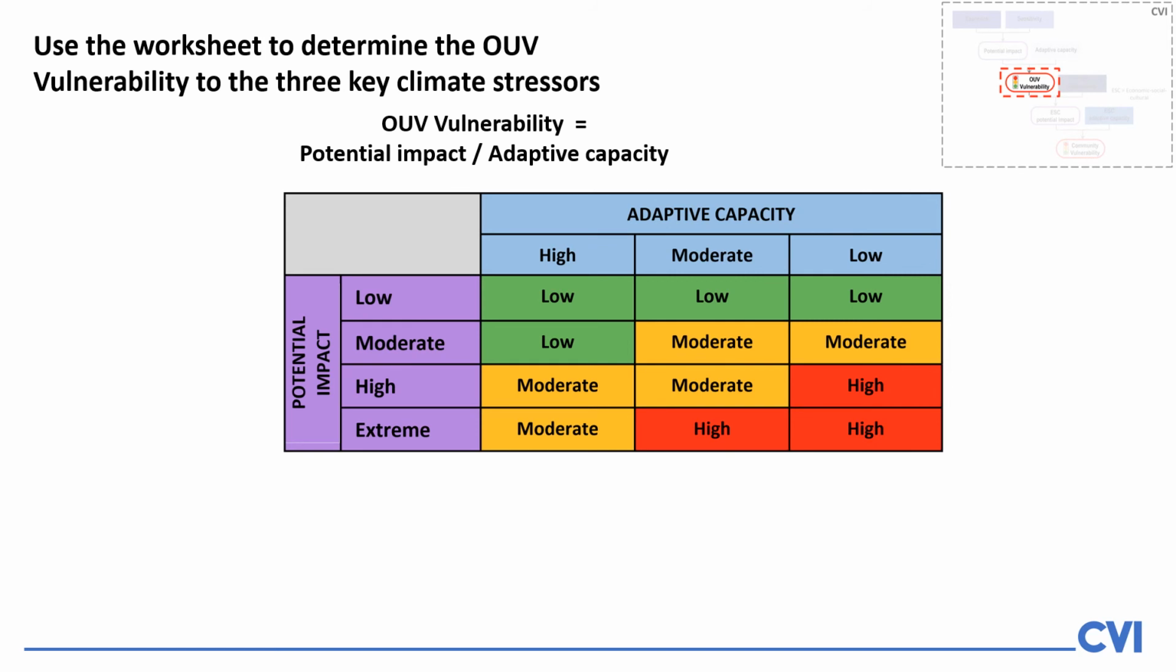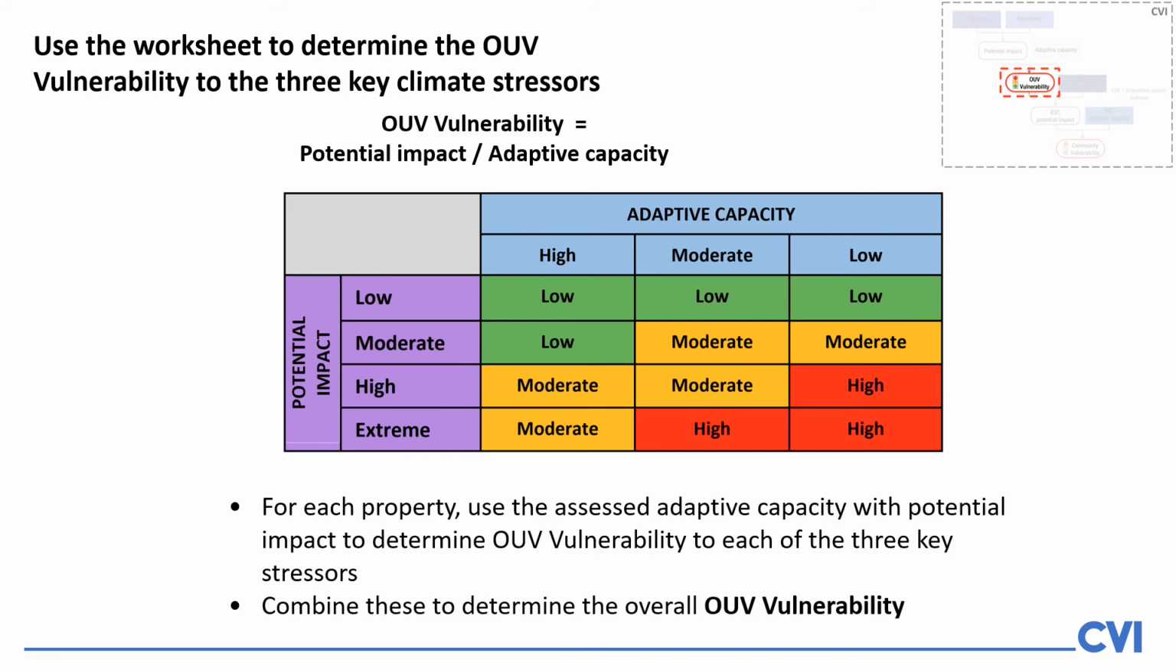Again, once we've done this, we put it into a risk matrix. So looking at adaptive capacity versus potential impact. And that leads to the traffic light approach here of low, moderate or high OUV vulnerability. So having done it for each of the 3 climate stresses together, we then take the overall average and look at it on this traffic light approach.